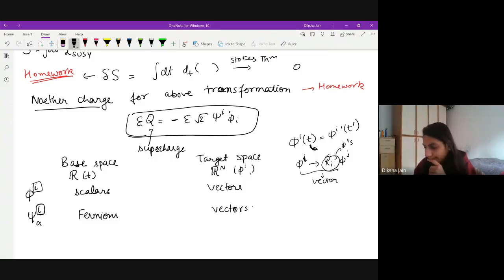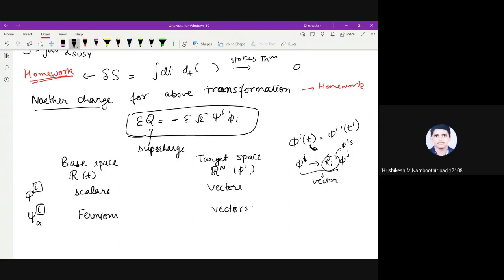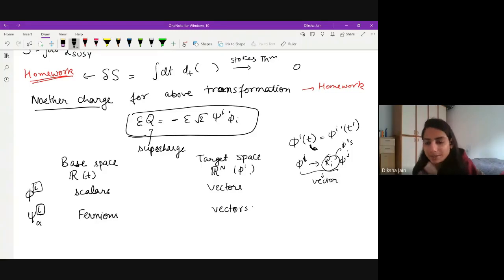Okay. Any questions? Ma'am, what exactly does it mean for phi to be in base space? Because phi is a map from base space to target space, right? So phi in base space and phi in target space, what would it mean? No, I'm not saying in base space. Sorry, maybe I used wrong words. Phi, as you said, is a map from base space to target space. So phi is a function of t. If you do a transformation on the t variable on the base space, then the value of phi that you will get is similar to what you will get for a scalar. So basically, it transforms like this.